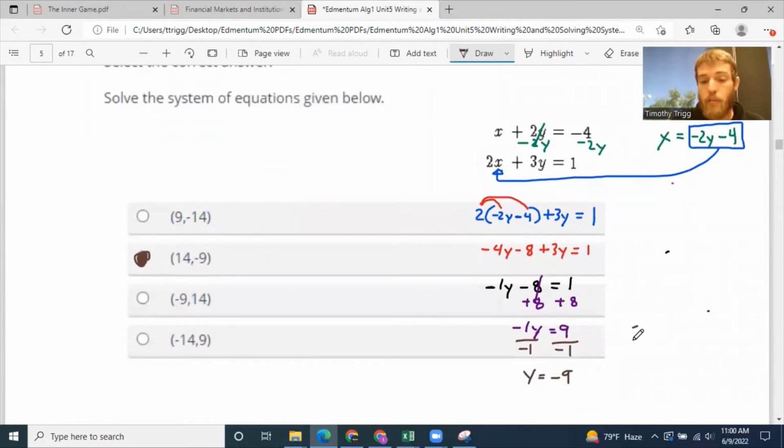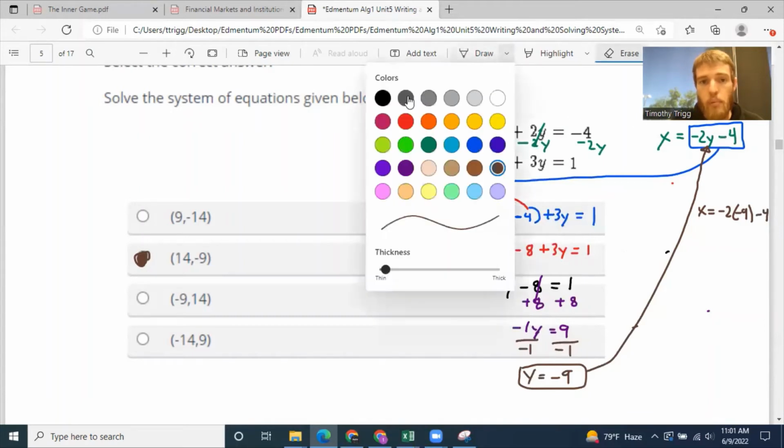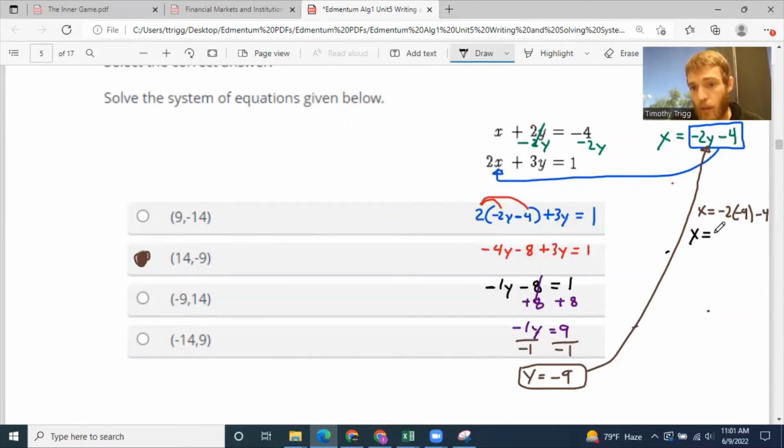But if you want to solve for x, it'd be pretty easy. You just take this value of y, -9, and substitute it into this equation, replacing the y with -9, giving us that x equals -2 times -9 minus 4. Let's multiply the -2 times -9, giving us that x is positive 18 minus 4, which gives us that x is 14. See that there? Okay, great.